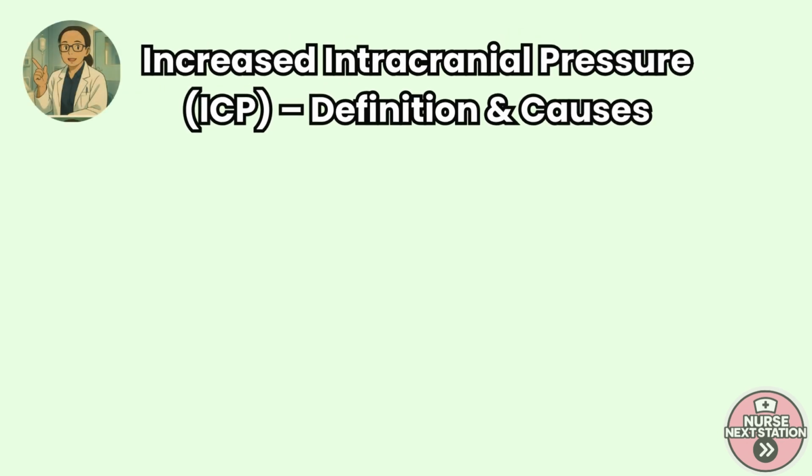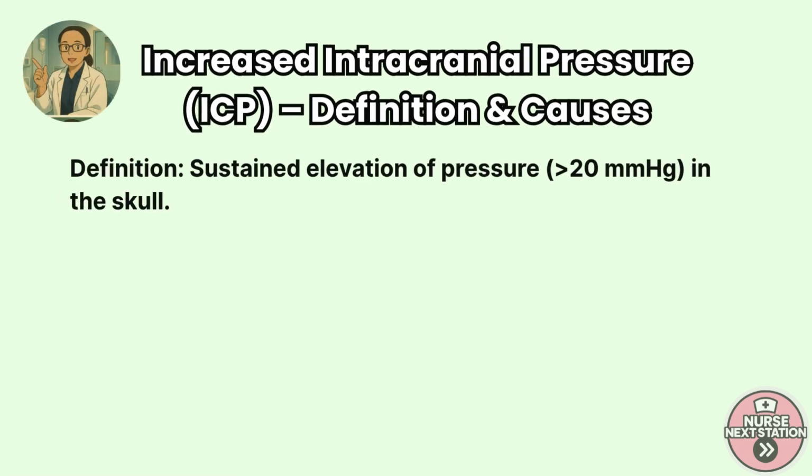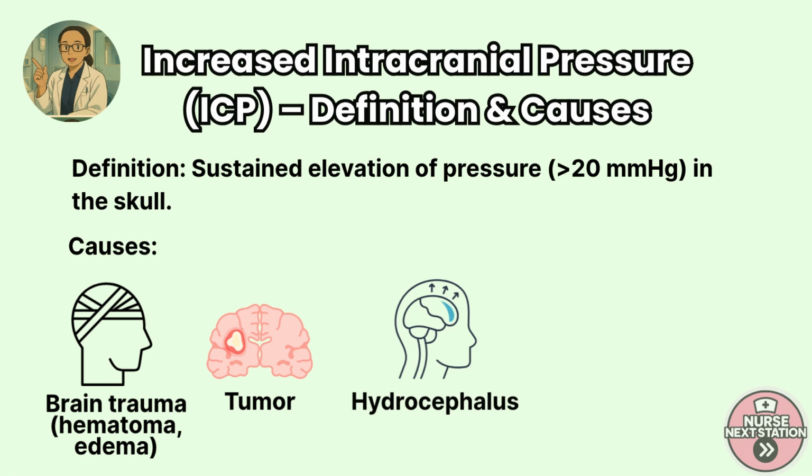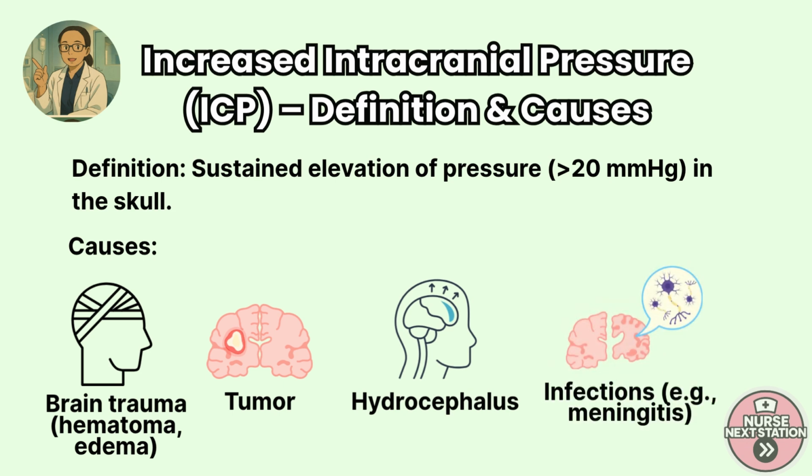Increased intracranial pressure occurs when the pressure inside the skull rises above 20 millimeters of mercury. This could be due to trauma, tumors, hydrocephalus, or infections like meningitis. The skull is a rigid structure, it can't expand, so even a small increase in volume from edema, bleeding, or CSF accumulation can dangerously raise ICP.